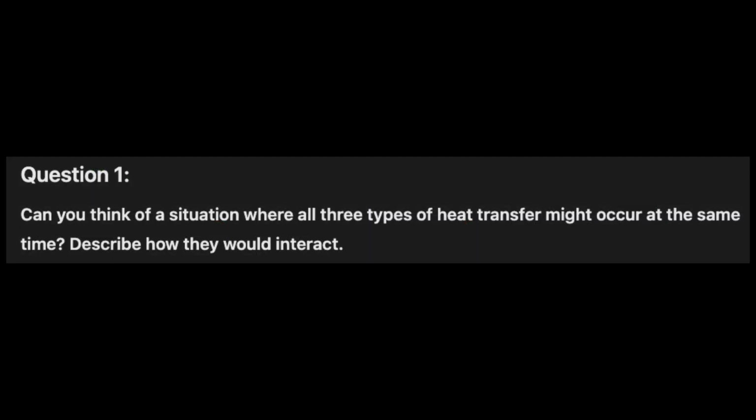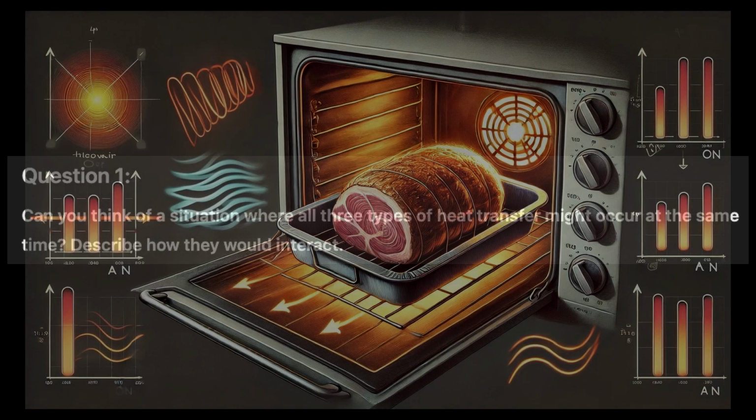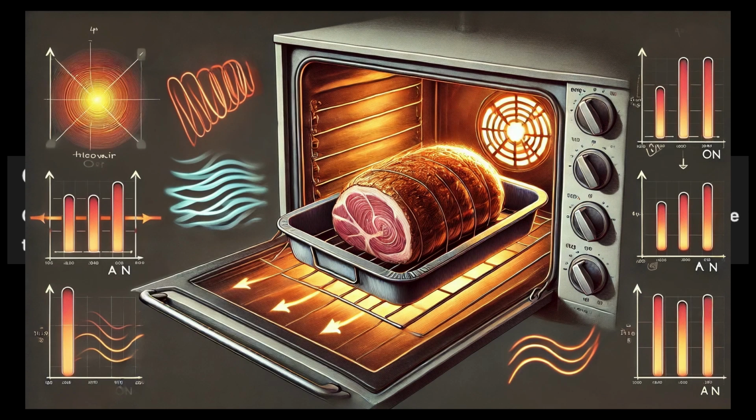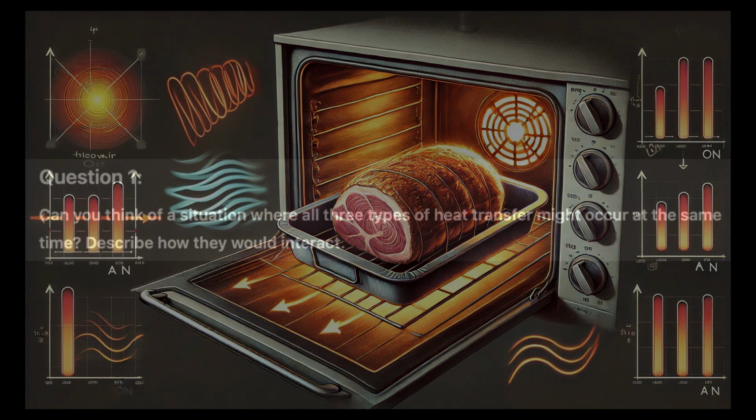Can you think of a situation where all 3 types of heat transfer might occur at the same time? One example is cooking a roast in an oven. Conduction happens where the roasting pan directly touches the food, transferring the heat through direct contact. Convection occurs as hot air circulates inside the oven, evenly distributing heat around the roast, and radiation happens from the oven walls and heating elements as they transfer heat directly to the roast via electromagnetic waves.